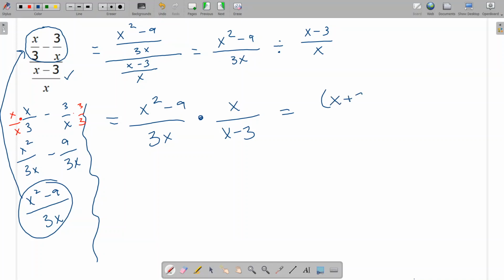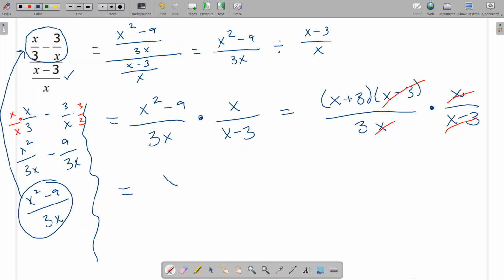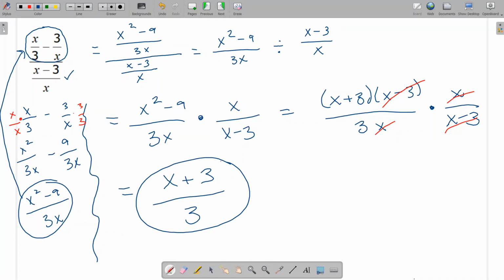So I've got a difference of squares up top here. So my x minus 3's are going to cancel. I can also cancel these x's out. And all that leaves me with now is an x plus 3 over 3. So at the very beginning, we just had that extra step of combining the numerator together to make a single fraction.